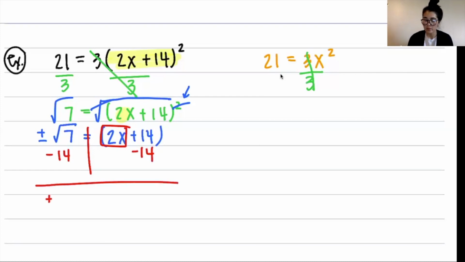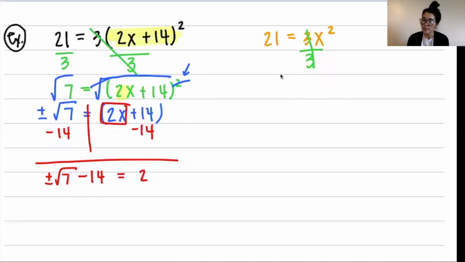So plus or minus square root of 7 minus 14. And notice that I didn't combine them here. Because of that square root, I'm just going to leave it as is before I solve it. So it's the square root of 7 and then minus 14 is going to be equal to 2.